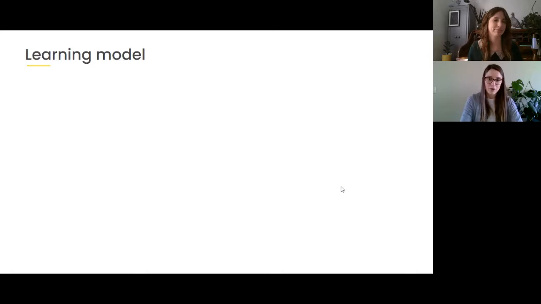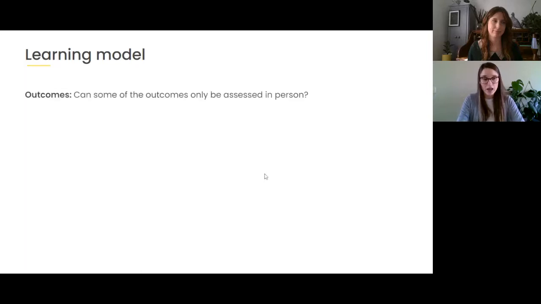And then learning model. So how are we going to present our content? Is it going to be synchronous or asynchronous? Are we going to be presenting it in person or online? And I think a key determiner here is, what is that outcome or outcomes that we determined right in the beginning? And is this something that can only be assessed in person?